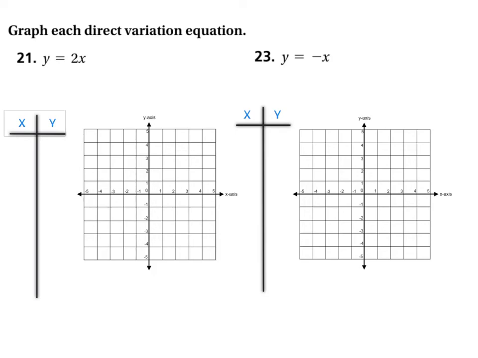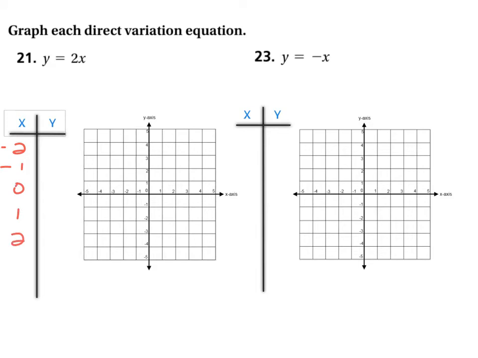So we're gonna graph these direct variation equations, and one thing that we can do is I'm just going to give us a couple of values for x that we can then calculate what y would be. I'm going to give you the points in red. Let's say we did -2, -1, 0, 1, and 2. What would they result in?